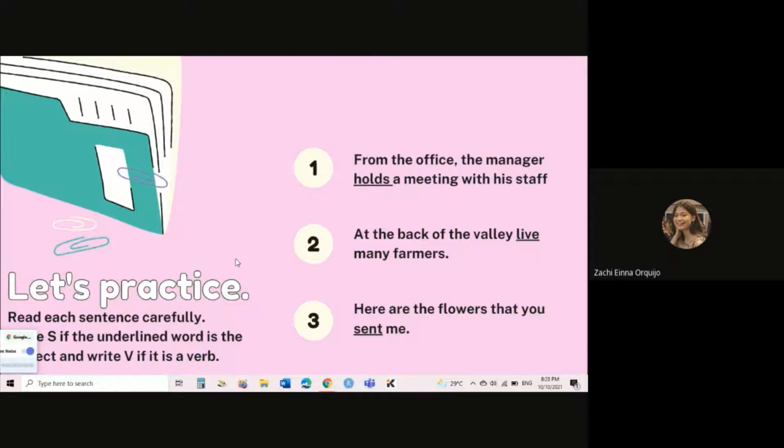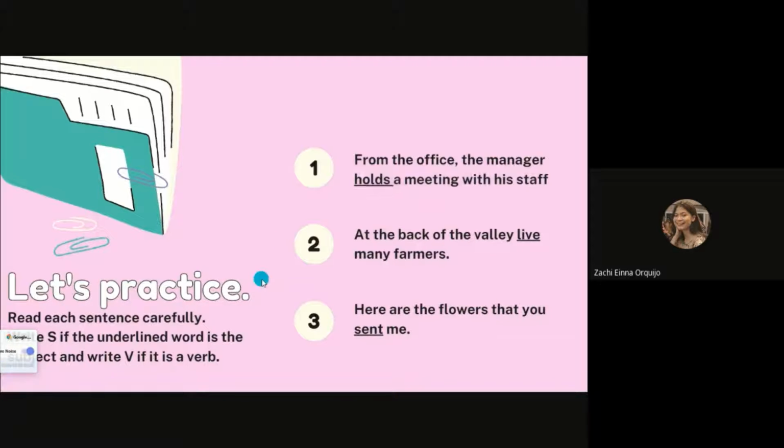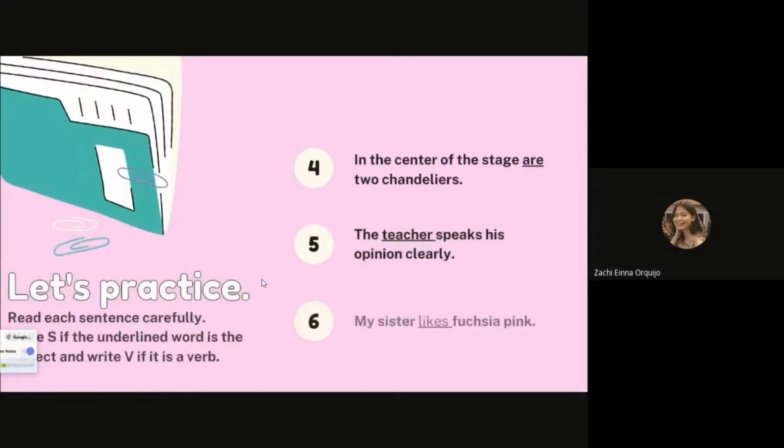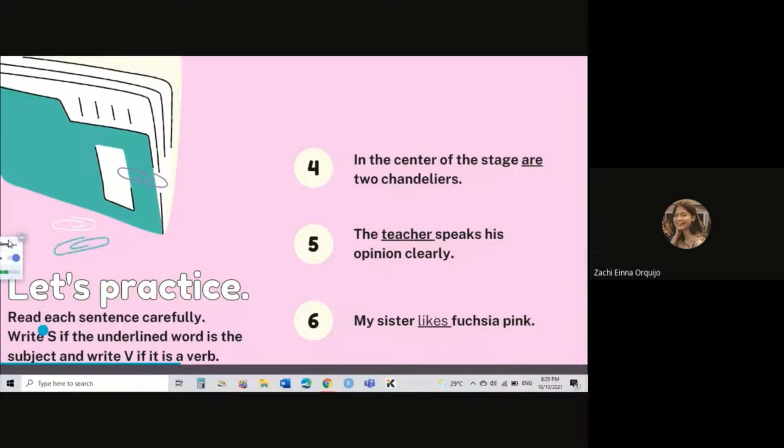All right. So time's up. So let's go to the other sentences. So we have fourth, fifth, and sixth sentences. So again, you need to identify the underlined words, whether they are subject, so you will write S, and if it's a verb, you write V.